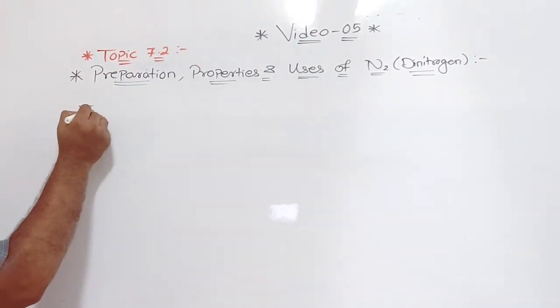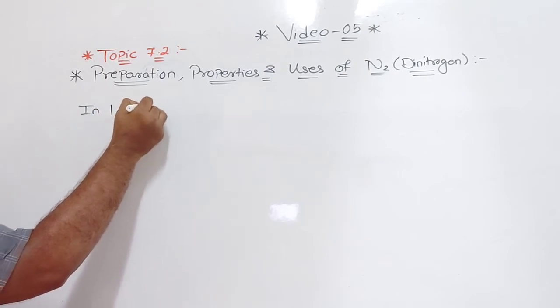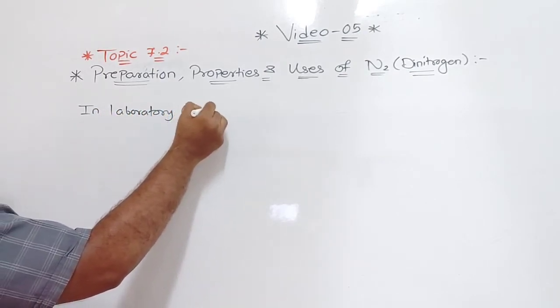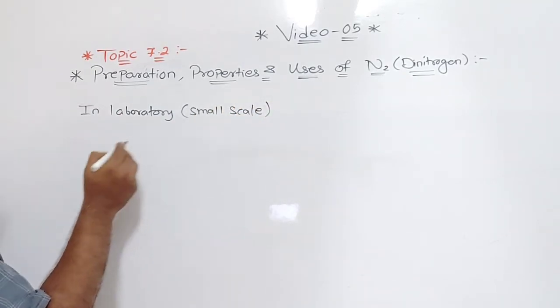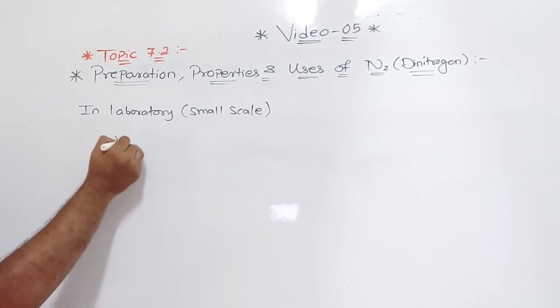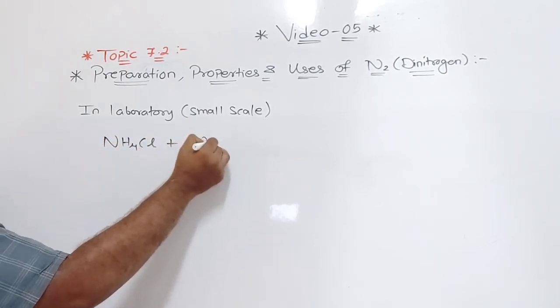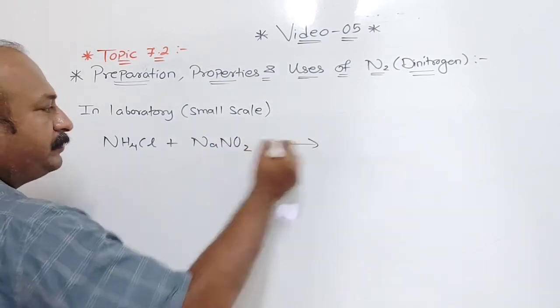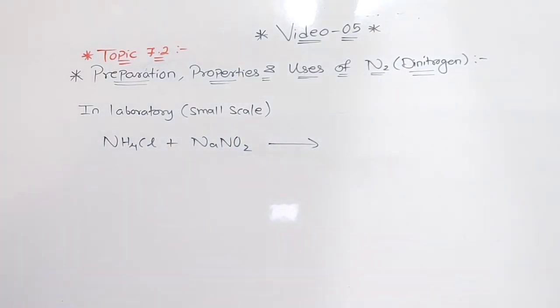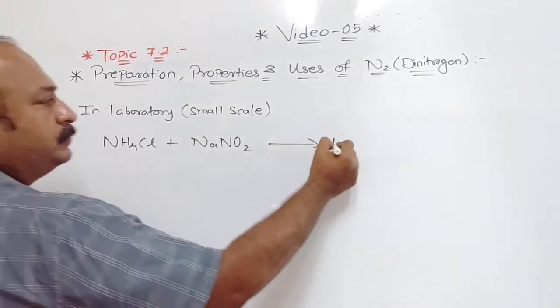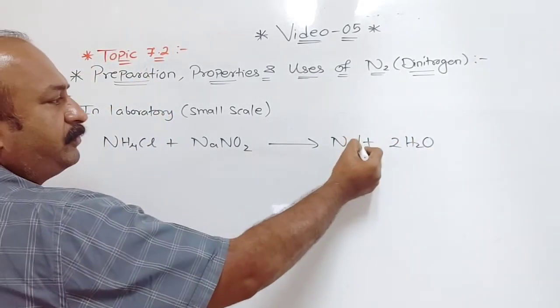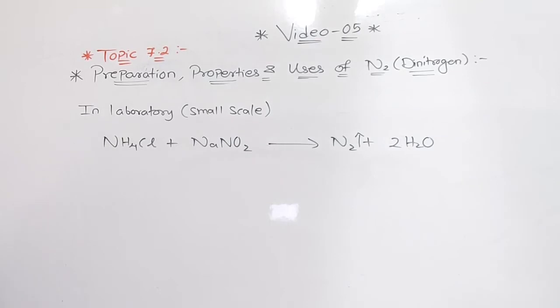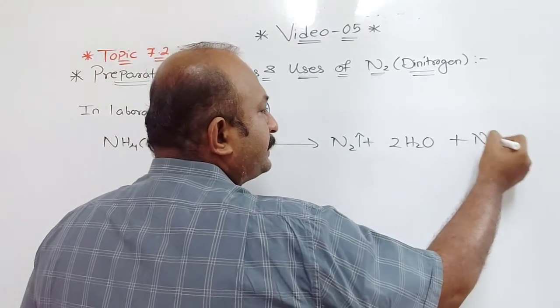In the laboratory, that is on a small scale, for experimental purposes, dinitrogen is prepared by mixing ammonium chloride with sodium nitrite, NaNO2. Both of these are mixed together and you get N2 plus 2H2O. Here N2, dinitrogen, we get in the form of a gas, plus the byproduct is NaCl.